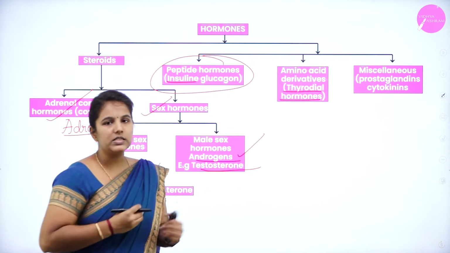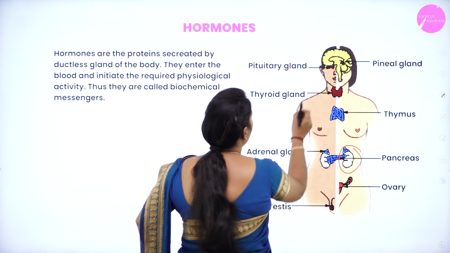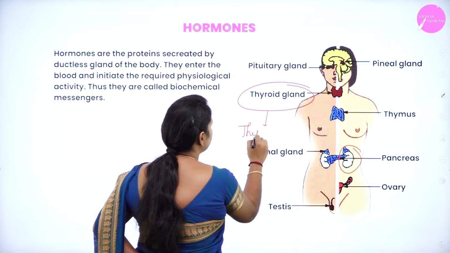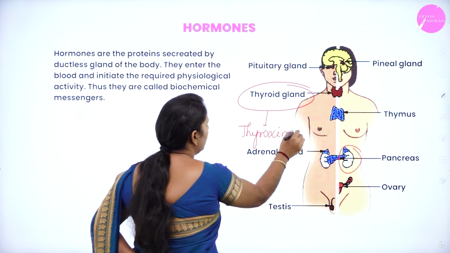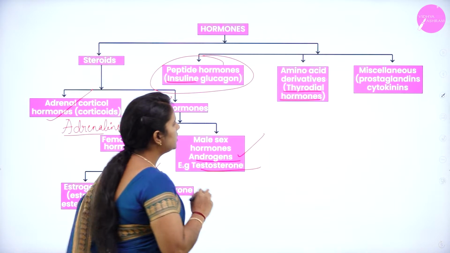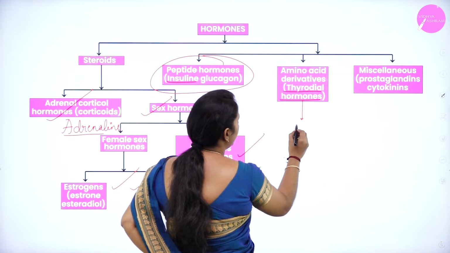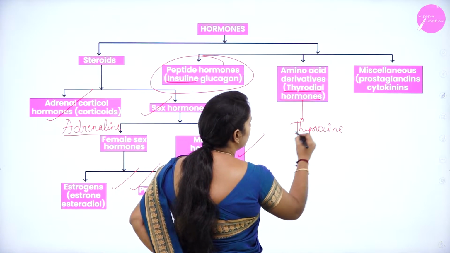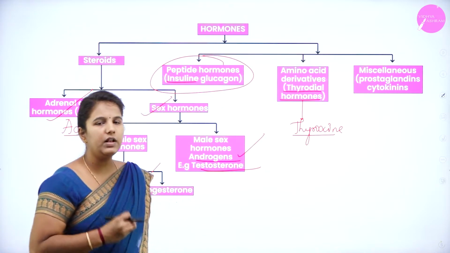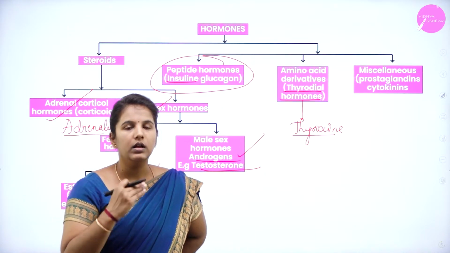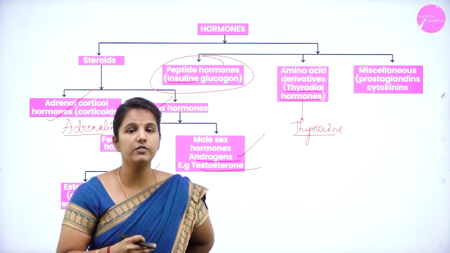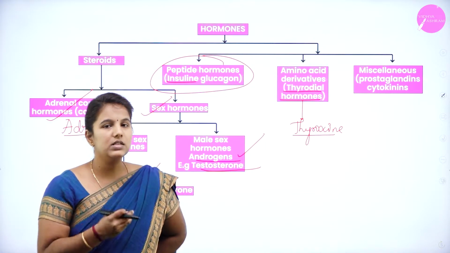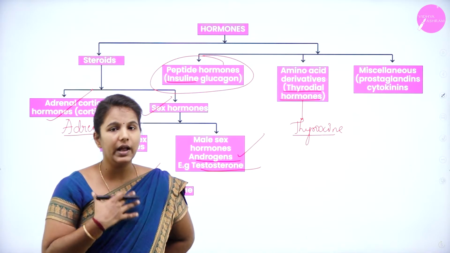When it comes to the amino acid derivatives, here the best example is thyroid hormones. We know that these thyroid hormones are produced from the thyroid gland. It produces what? Thyroxine. So, this thyroid gland produces thyroxine hormone that will maintain the normal growth, or we can say that this hormone will be mainly helpful for the growth and development in the human body. That is why these hormones are produced from the thyroid gland.